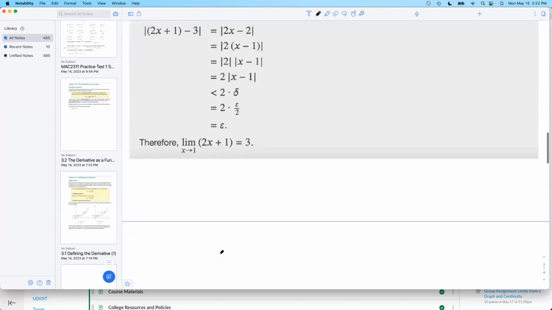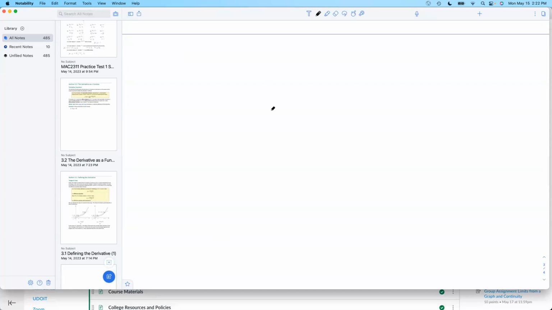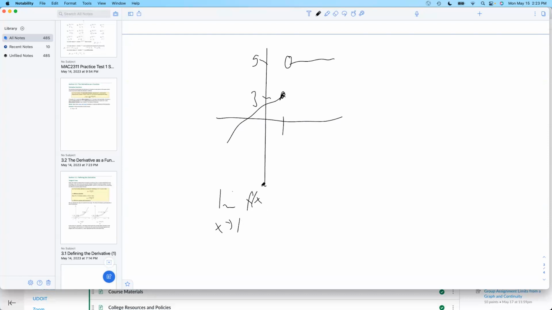So when does this kind of proof fail? When do limits not exist? Well, maybe if we had a function that looks like this. So maybe this is, I don't know, 3 and 5. So maybe you claim the limit as x approaches 1 of f of x is 3. Where would this precise definition fail? Well, I could choose epsilon equals 1.